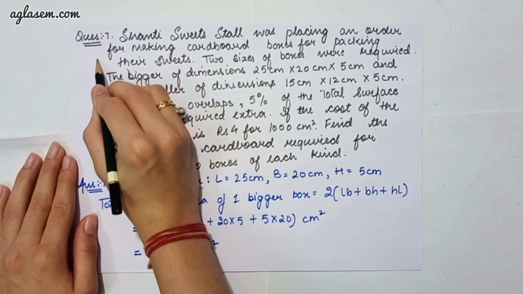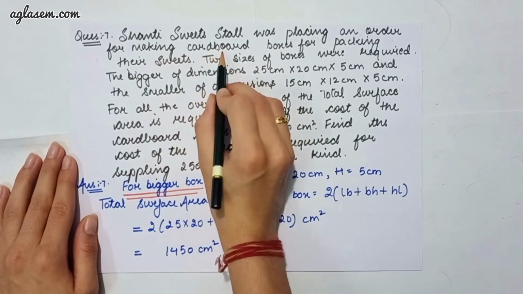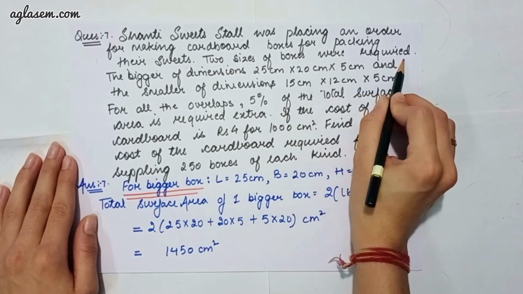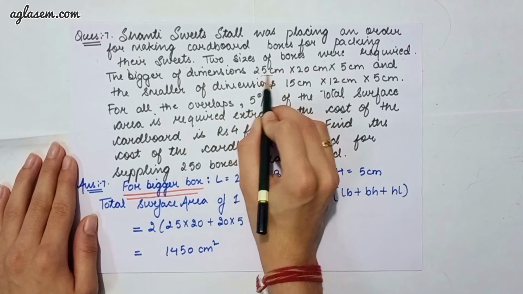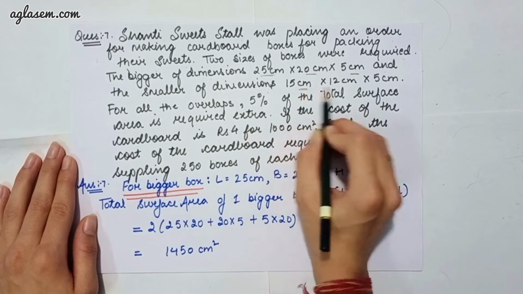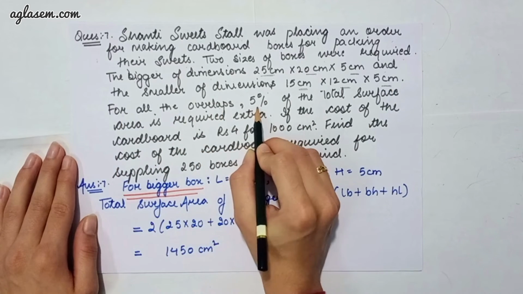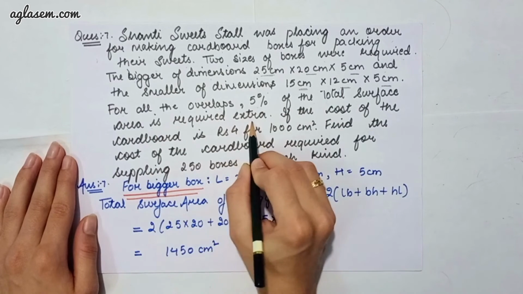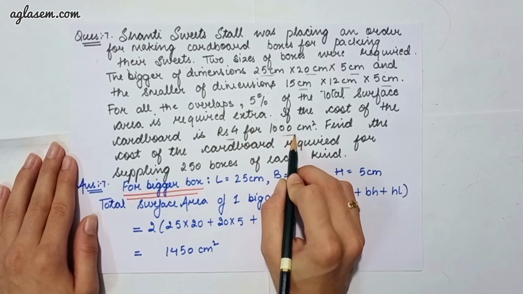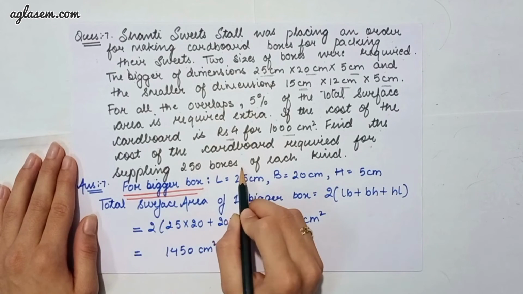Moving further to our seventh question, which says Shanti Sweet Stall was placing an order for making cardboard boxes for packing their sweets. 2 sizes of box were required. The bigger dimensions are 25 centimeter, 20 centimeter, 5 centimeter, and the smaller dimensions are 15 centimeter, 12 centimeter and 5 centimeter. Further, for all the overlaps, 5% of the total surface area is required extra. If the cost of the cardboard is rupees 4 for 1000 centimeter square, we have to find the cost of the cardboard required for supplying 250 boxes for each kind.